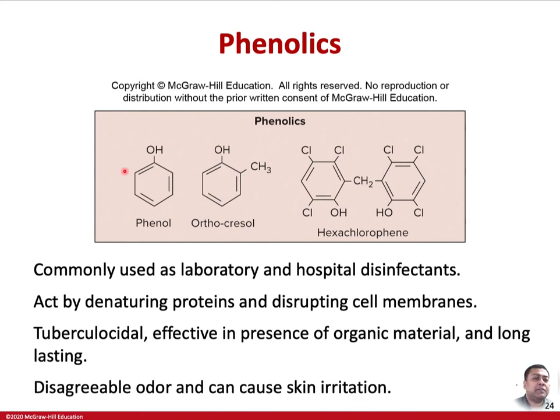The phenolics will have a phenol ring, which is just a benzene ring with a hydroxyl, or you can have an orthocresol with a methyl group right here, or you can have a hexachlorophene where two benzene rings are connected by a CH2. This was first discovered by Joseph Lister. He didn't discover the phenol, but he first identified that phenol is a great disinfecting agent. And still today, the mouthwash Listerine is named after Joseph Lister.